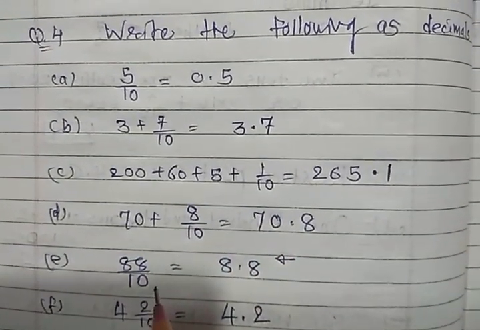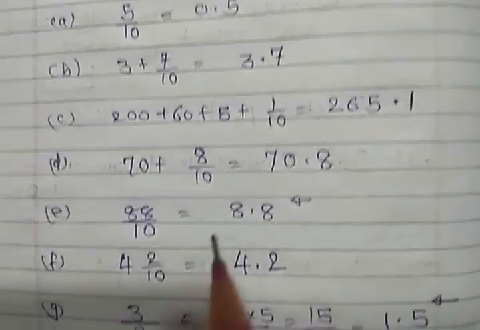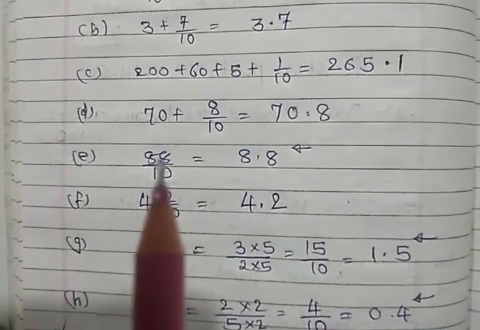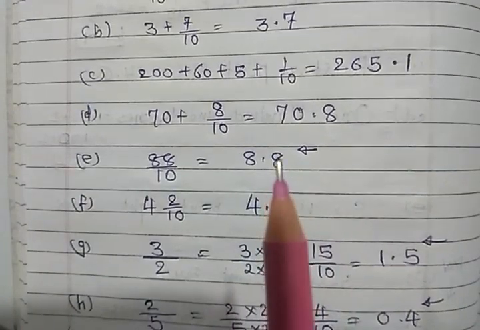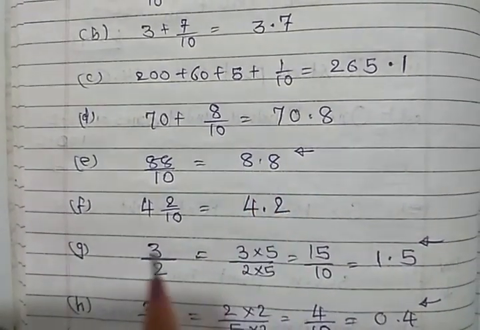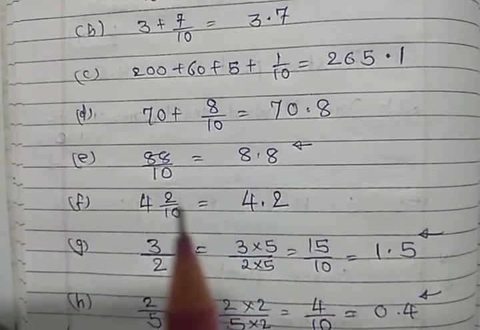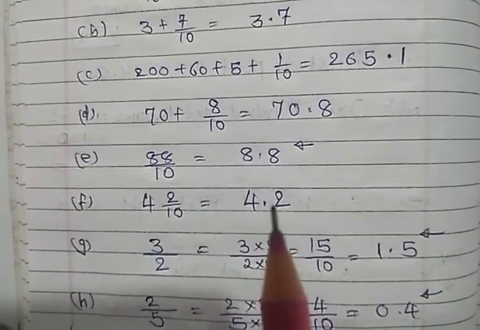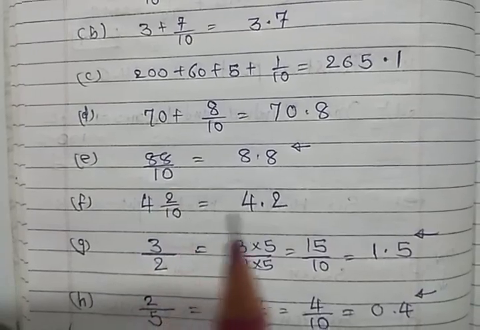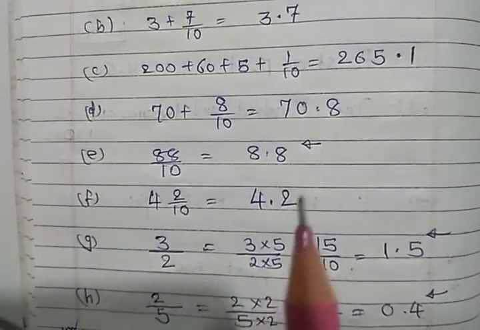88 upon 10 means 8.8, which means one decimal, so you cut one place from the right side. 4 integer 2 upon 10 means 4.2: the integer part is 4, and the decimal part is 2 upon 10, which means 0.2. So 4.2.